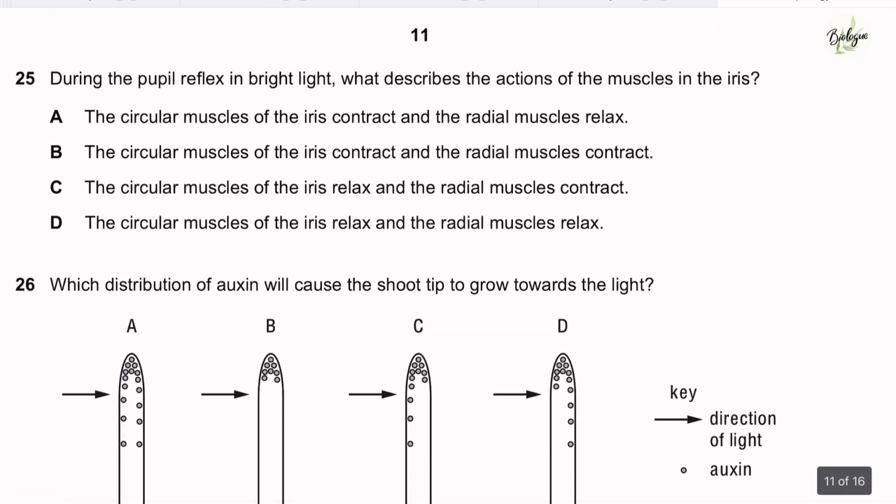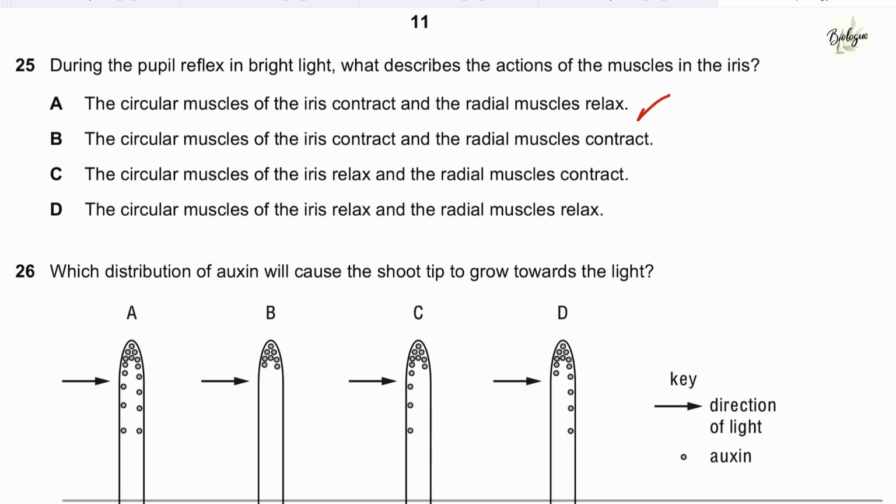Question 25. During the pupil reflex in bright light, which describes the actions of the muscles in the iris? So this is the process of accommodation. Circular muscles of the iris contract and radial muscles relax. Yes, that's right. Circular muscles contract.